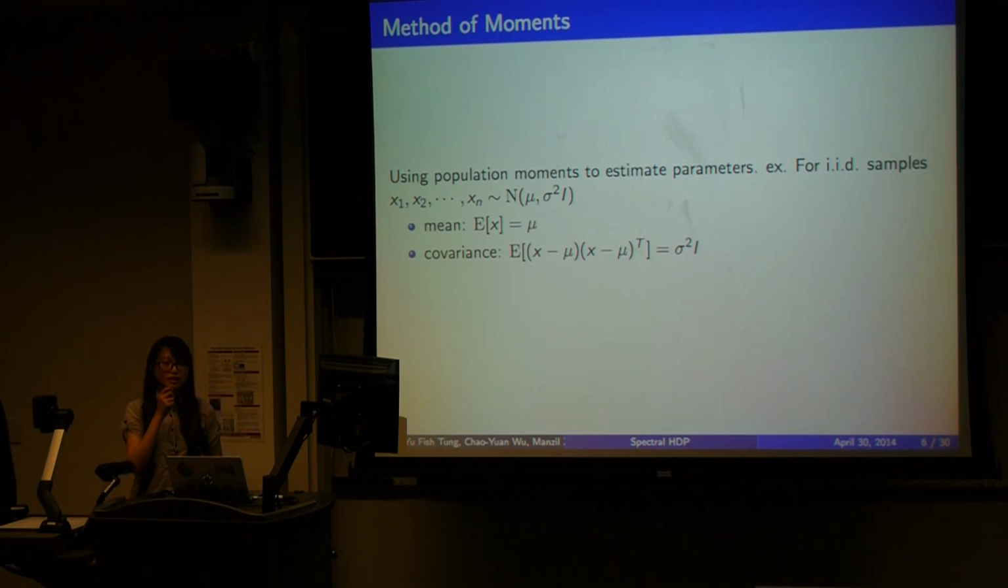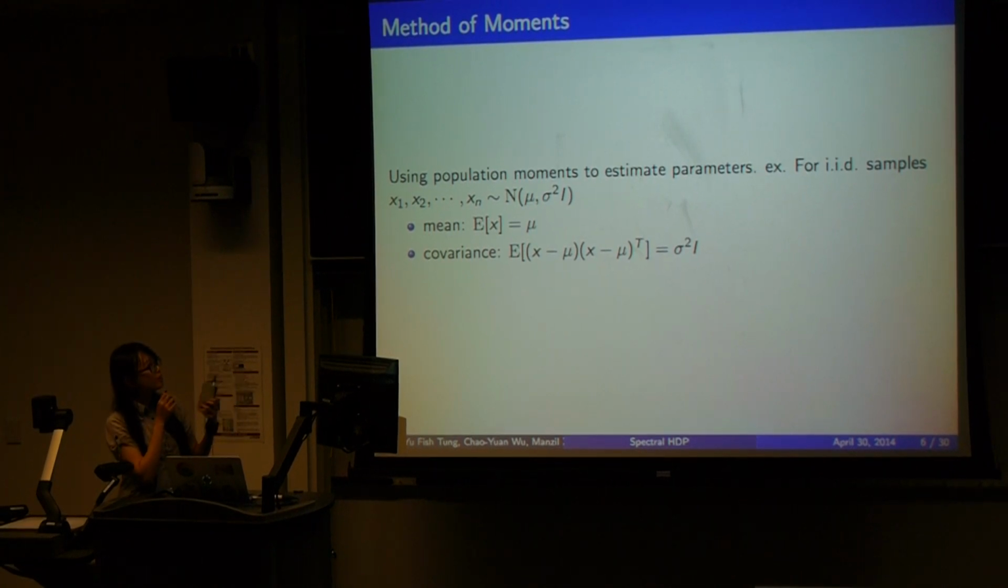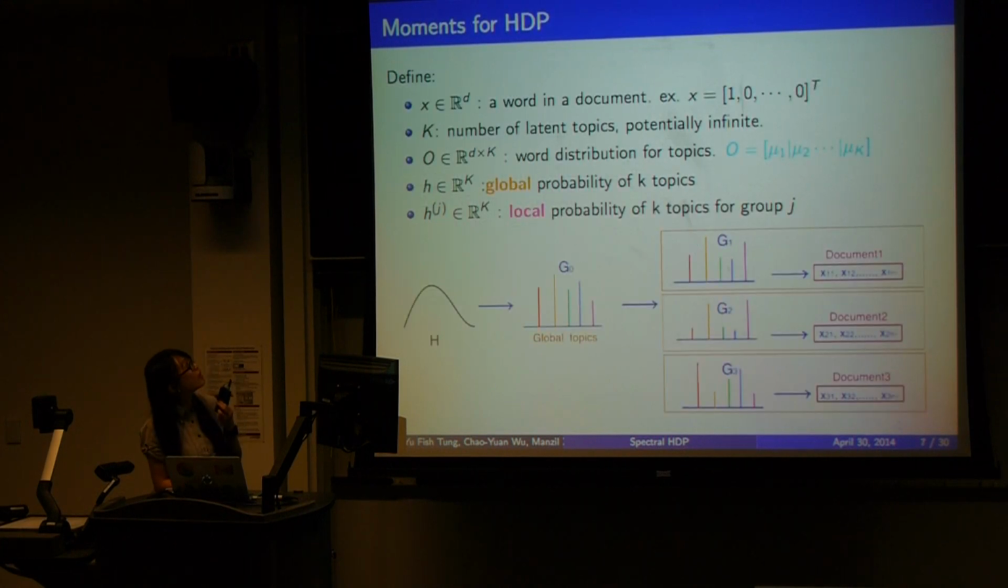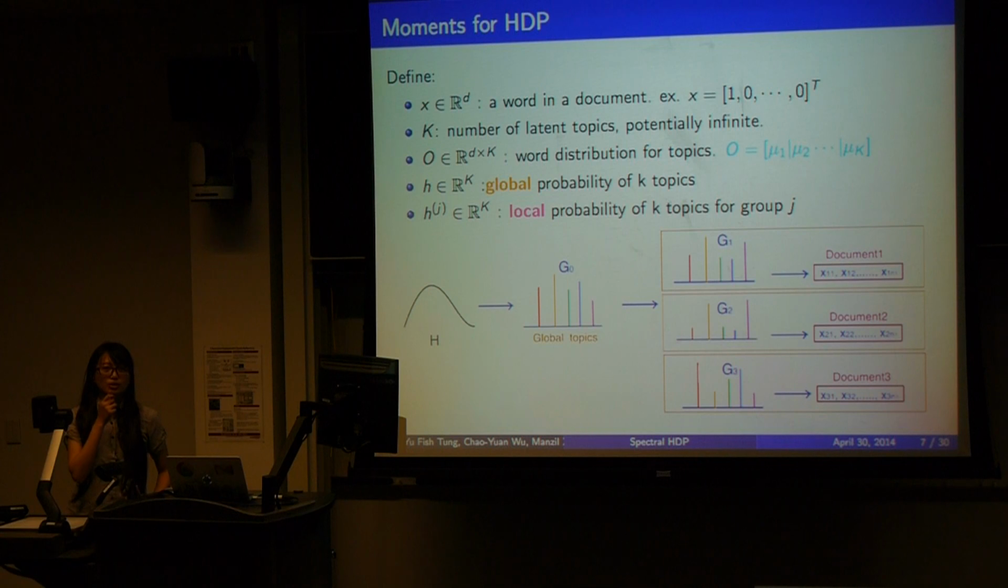Our idea is that we can use the method of moments. This is a simple example that we learn in our statistical class: if some samples are drawn from a Gaussian, it's easy to derive the mean and covariance and recover these parameters. So now we are going to derive the moments for HDP.